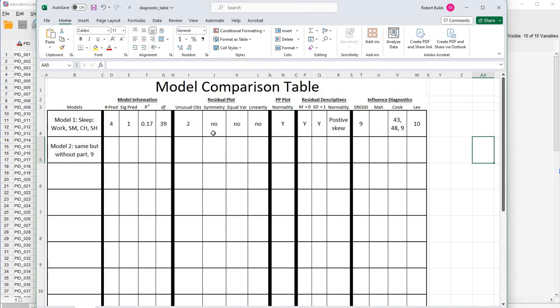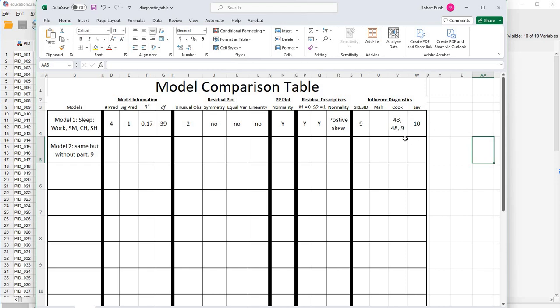All right, and then we looked at our influence diagnostics. So looking at our studentized residuals, we identified one participant that may be influential, participant number 9. We didn't see anything with Mahalanobis distance, but with Cook's distance, we did identify 3 potentially influential observations: numbers 43, 48, and number 9, which again occurred twice. So number 9 is probably going to be a concern. Probably want to make sure we deal with number 9.